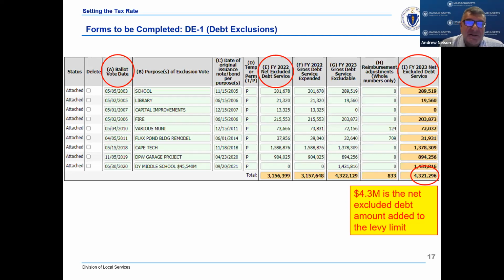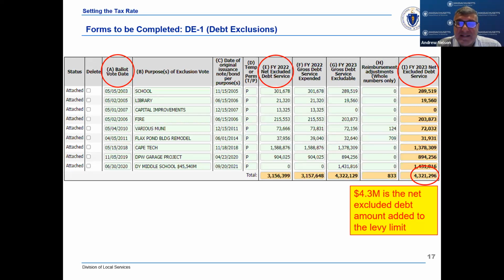Column E is what was excluded the previous year. That column populates automatically in Gateway. It comes from the previous year's column I. So column I from the debt exclusion the year before will automatically fill in for column E. Column F is what you actually expended. So like an example in the first project, the school project, you said you were going to spend $301,678. You did spend $301,678 in debt, that principal and interest, that year.